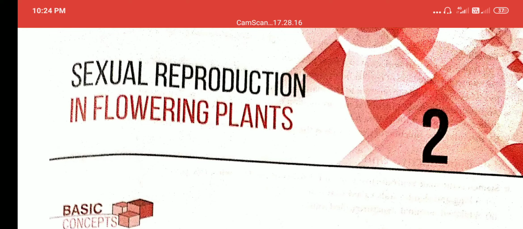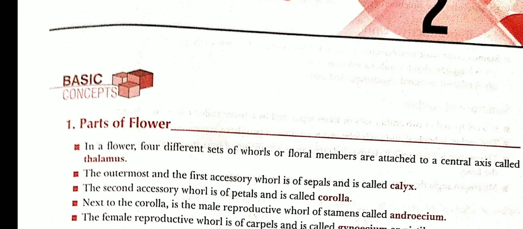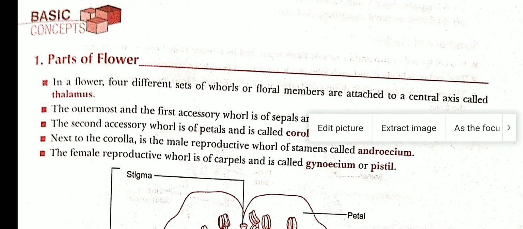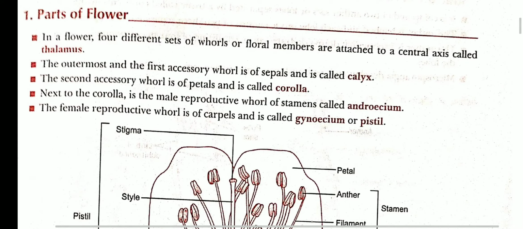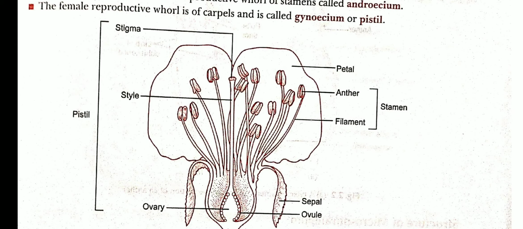Dear students, let us start with our second chapter, sexual reproduction in flowering plants. As in the previous chapter, I had told you the biological significance of life is reproduction. So, here in this chapter, we study the reproduction in flowering plants. In flowering plants, the reproductive unit is a flower. First of all, let us study the typical structure of a bisexual flower.